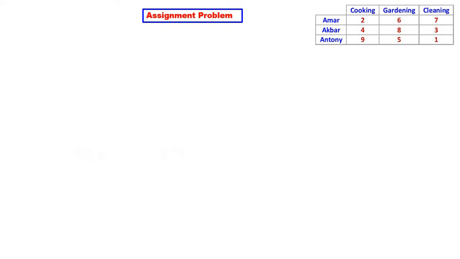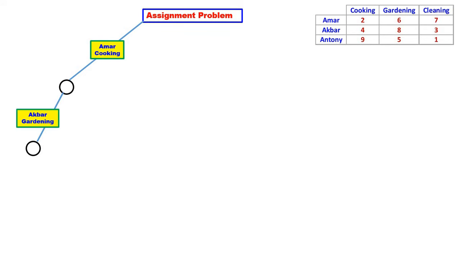So how to find out? Let us try all the possibilities. This is the brute force way of solving the assignment. First, let us assume Amar will cook. When Amar is cooking, what are the other possibilities for Akbar and Anthony? Akbar may do gardening or Anthony may do gardening. There are two possibilities. Now let us take this case.